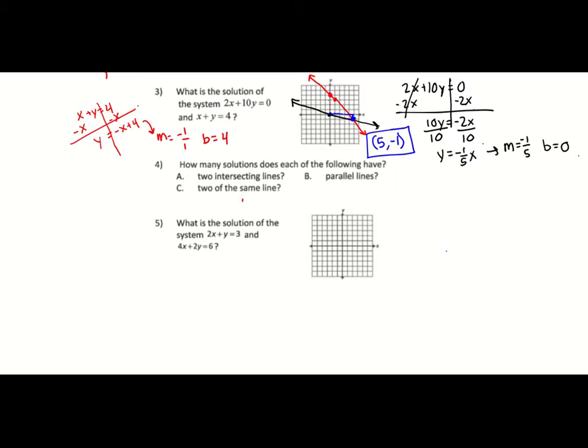Number 4 says, how many solutions does each of the following have? 2 intersecting lines. So we just looked at an example of 2 intersecting lines. Where they intersect, that one point is their solution. So for question A, there is one solution.